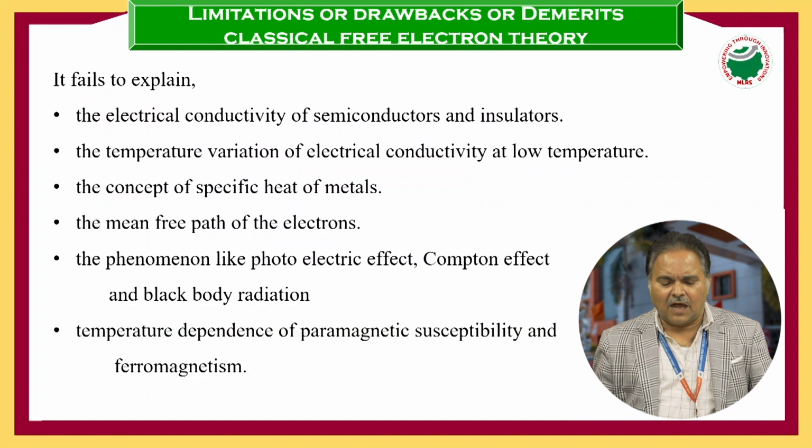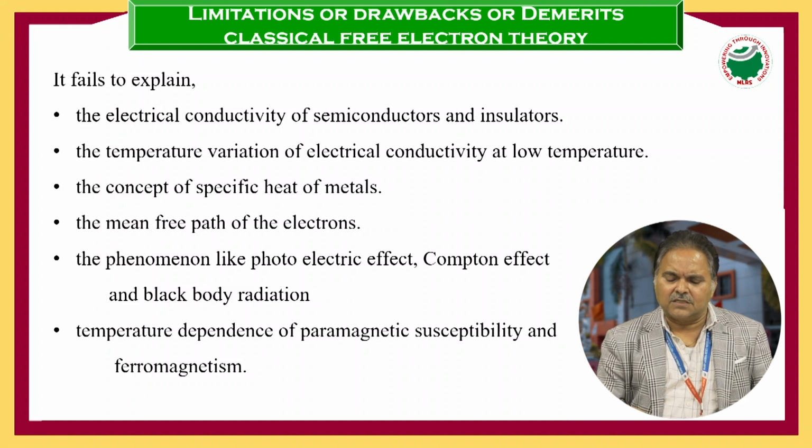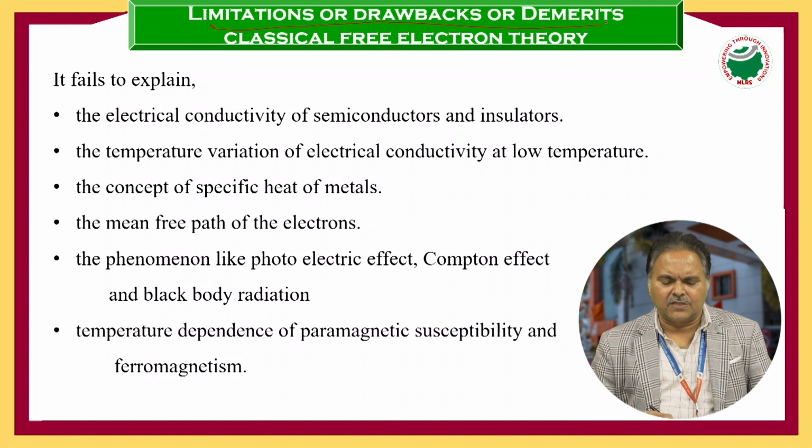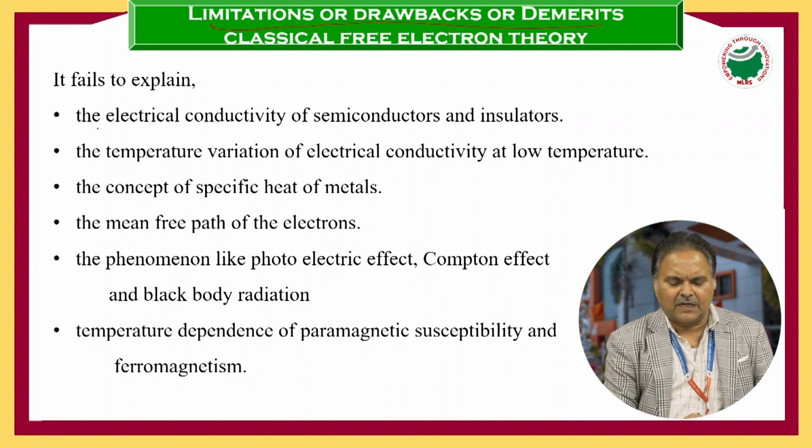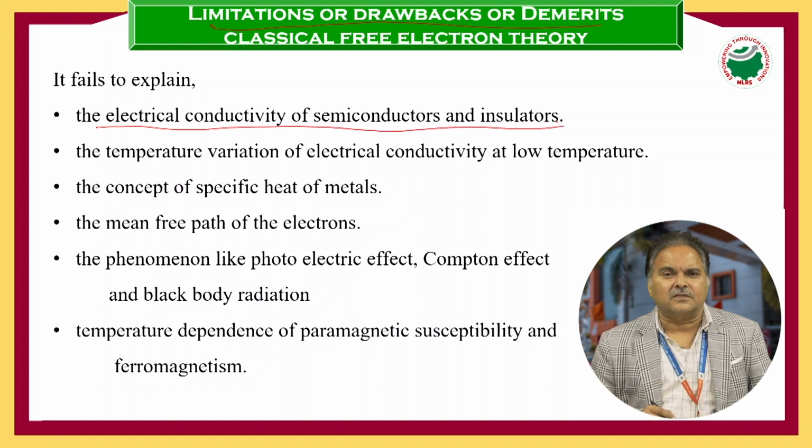Then once again there will be drawbacks. Using the classical free electron theory, some of the properties cannot be explained. We call these demerits, limitations or drawbacks. They all have the same meaning. So what are the demerits? How does it fail, or what properties does it fail to explain according to classical free electron theory? The first one is the electrical conductivity of semiconductors and insulators.